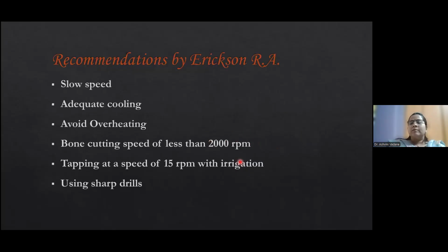Then recommendations by Erickson. Erickson proposed some recommendations to achieve good osseointegration: there should be slow speed of the instruments, then adequate cooling, avoid overheating, bone cutting speed less than 2000 RPM. Then tapping at a speed of 15 RPM with irrigation, and operators should use sharp drills.